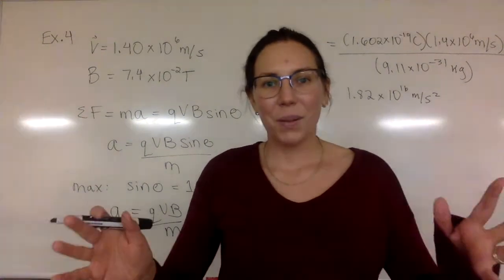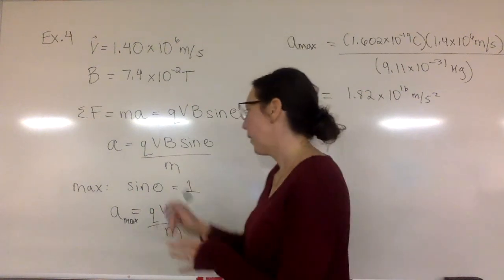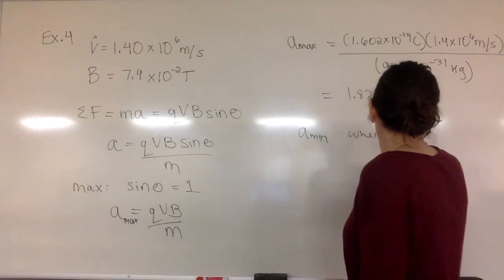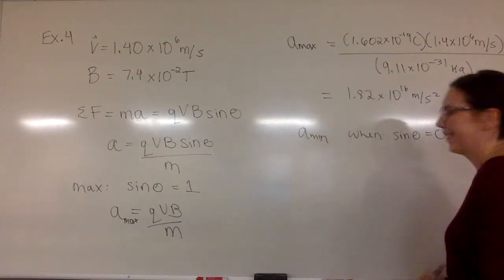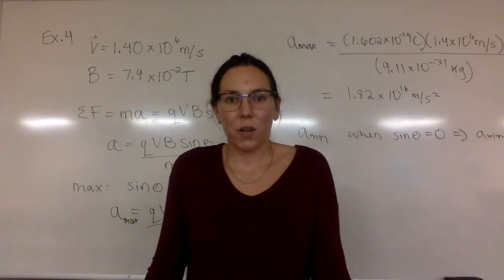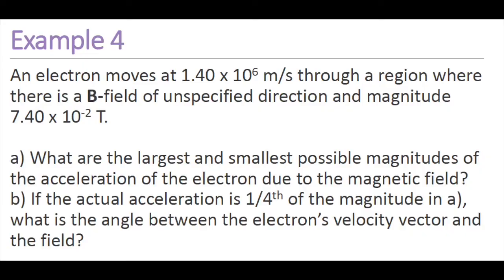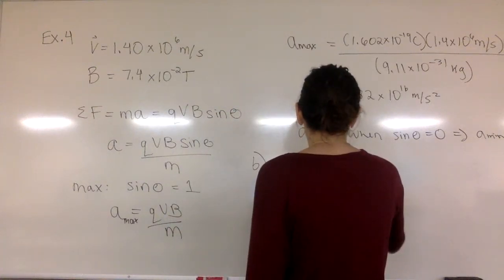And now I would ask you, what is the minimum value? And if you think about it, 0, right? So our minimum will happen when sine theta equals 0, which is 0. That's the case where the charge is moving parallel to the field. So we know that one. But all right, let's look at B. If the actual acceleration is a quarter of the magnitude in A, what is the angle between the electron's velocity vector and the field? So for part B, now we know that a is actually 1/4 a max.